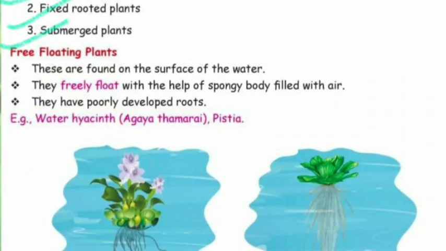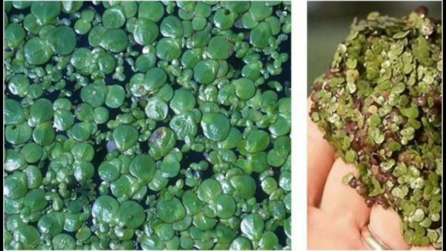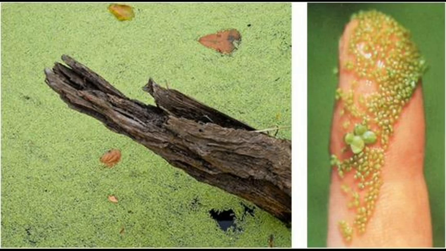The first heading is free floating plants. These are found on the surface of the water. A few plants float on the surface of the water. Just observe this picture, children. You can understand, I will show you a picture. This is the picture of the duckweed plant. These plants are very spongy because they are filled with air, and they float on the surface of the water.